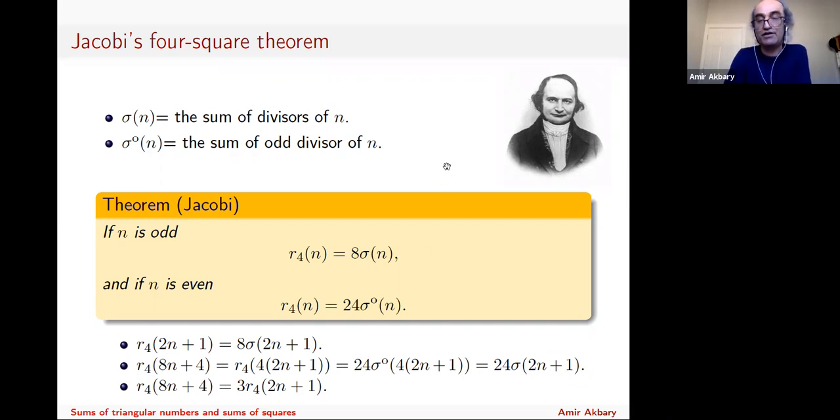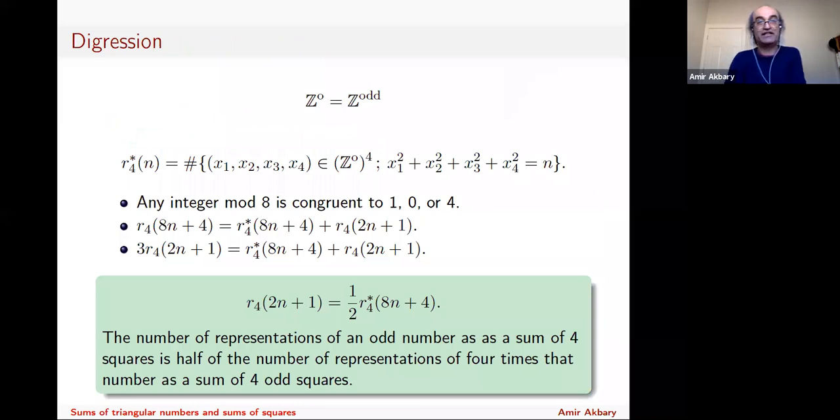Okay, so here I want to actually have a digression and state something that I need later. I'm going to introduce this new function R4 star of n, which is the number of ways that you can write n as a sum of 4 squares, but with the condition that every component is odd. That is, the number of ways that you can write n as a sum of 4 odd squares.